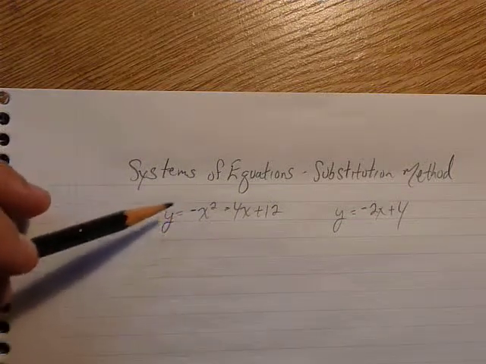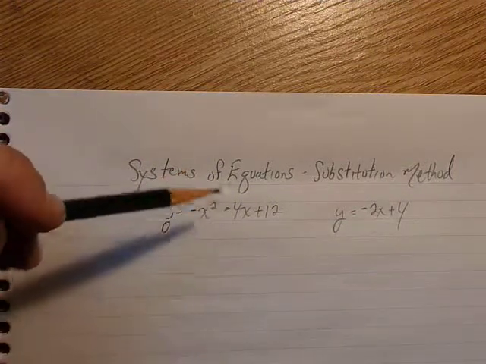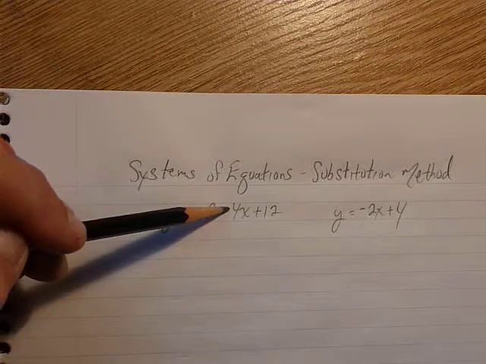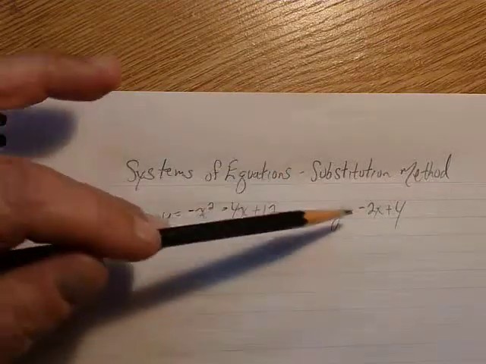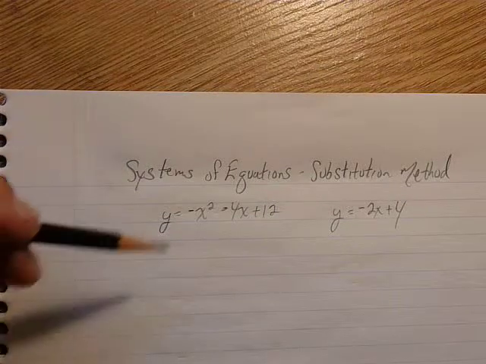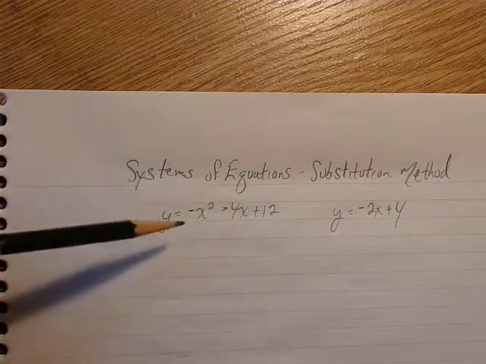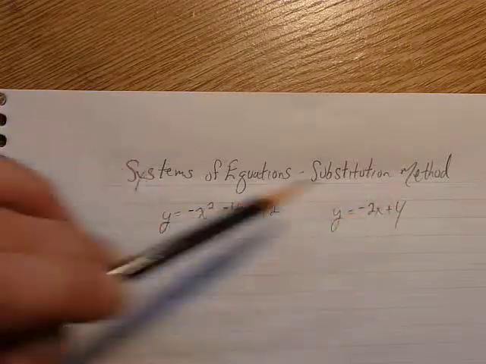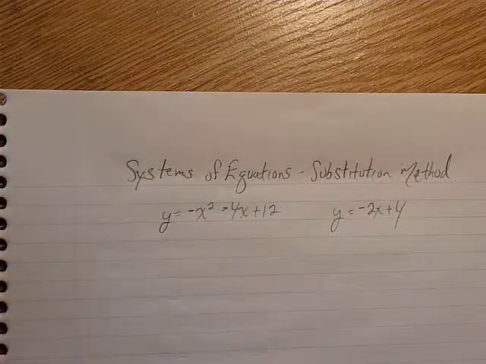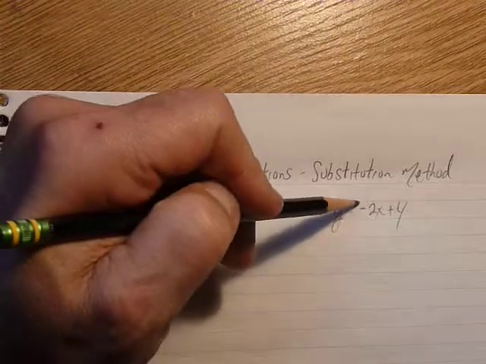So in this case, we have y is equal to minus x squared minus 4x plus 12, and y is equal to minus 2x plus 4. So this is a parabola, this is a line. Okay, so if y is equal to this equation and y is equal to this equation, they must be equal to each other. You can set them equal to each other. Or you could look at it this way.